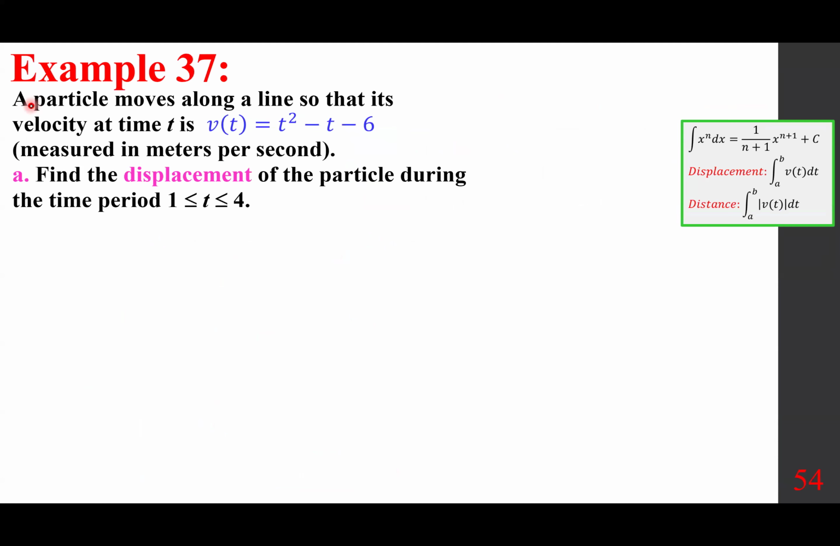Example 37. A particle moves along a line so that its velocity at time t is v of t equals t squared minus t minus 6, and it's in meters per second. Find the displacement of the particle during the time period 1 to 4.